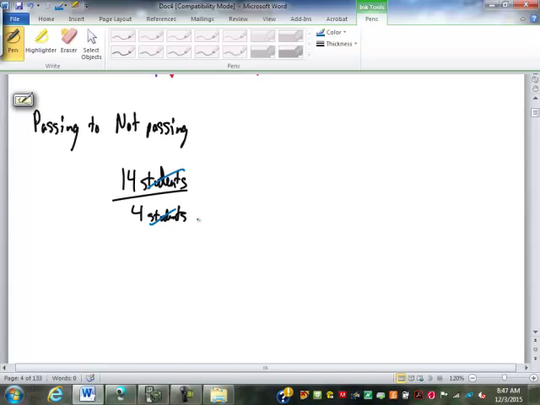So again, the label, the students, can divide out. And I can reduce this, both divided by 2, to give me a 7 to 2. Now, that's an improper fraction. If it were a fraction, I'd reduce it to 3.5. But there's another difference between a ratio and a fraction: a ratio never gets converted to a mixed number. It always stays as improper because it's a comparison between 2 numbers. So you have to keep that in the back of your head. There are differences between ratios and fractions.